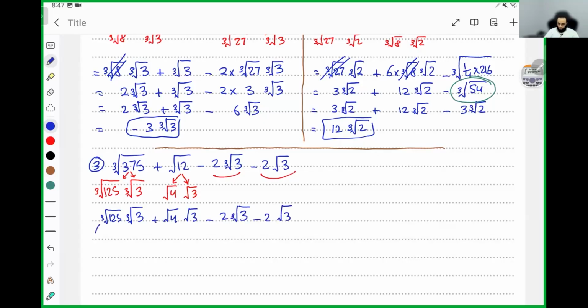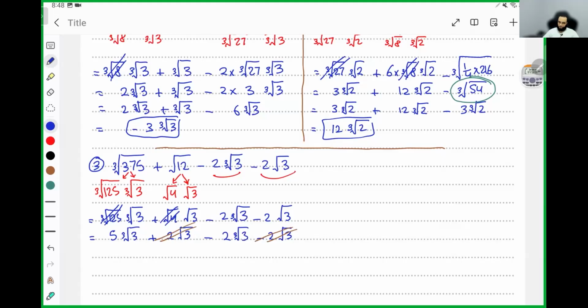Okay? This one equals what? Equals 5. 5 cubic root 3. And this part, 2 square root 3. Correct? Correct. This is the same. And this is the same. Look. This with this equals 0. Positive 2 root 3, negative 2 root 3. They delete each other. Okay?